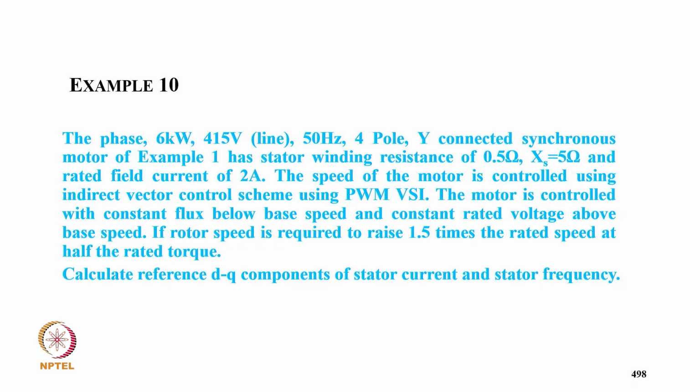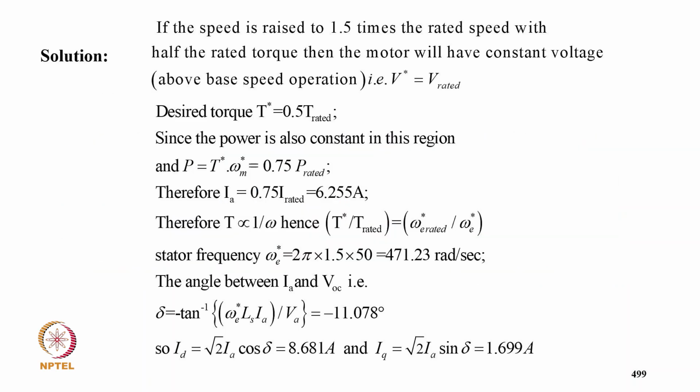Coming to example 10: the 3-phase, 6 kilowatt, 415 volt, 50 Hz, 4 pole star connected synchronous motor of example 9 has a stator winding resistance 0.5, Xs equal to 5, and field current of 2 ampere. The speed of the motor is controlled using indirect vector control using a voltage source inverter. The motor is controlled with constant flux below base speed and constant rated voltage above base speed. The motor speed is required to be raised to 1.5 times the rated speed with half the rated torque. Calculate the DQ components of the stator current and stator frequency.